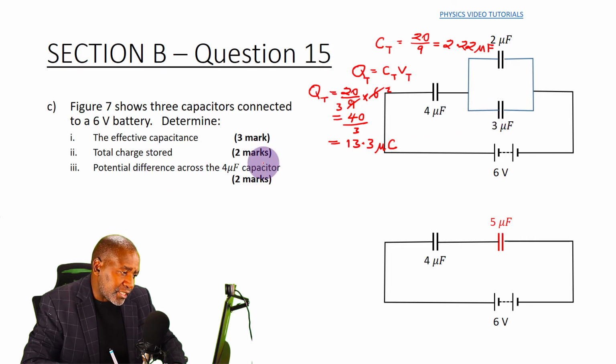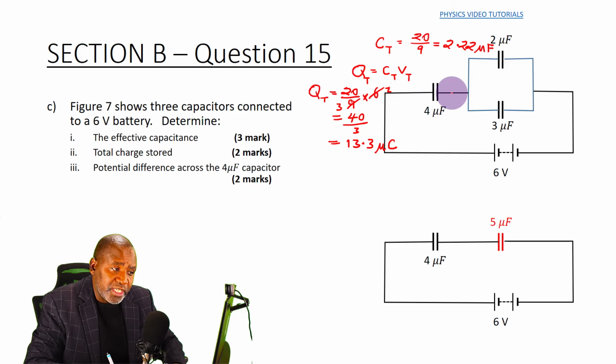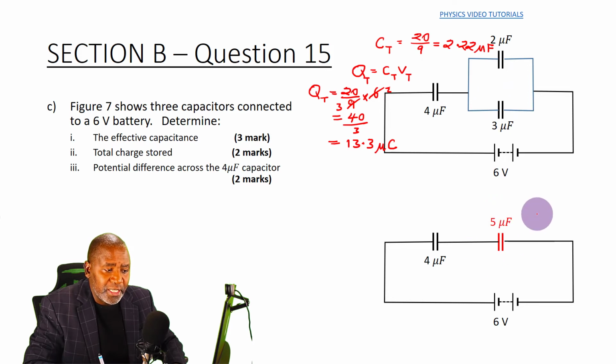Now you'll realize that this total charge is the same charge which is stored across the 4 microfarad capacitor. Same charge. But when it comes here, the charge is split. Simply because current splits, then charge is going to be split. But this one, because it is in series with this one here, the charge stored here is equal to the charge stored in the 5 microfarad capacitor, while the charge stored in the 5 microfarad capacitor is the sum of the charge stored in the 2 microfarad capacitor and the 3 microfarad capacitor.